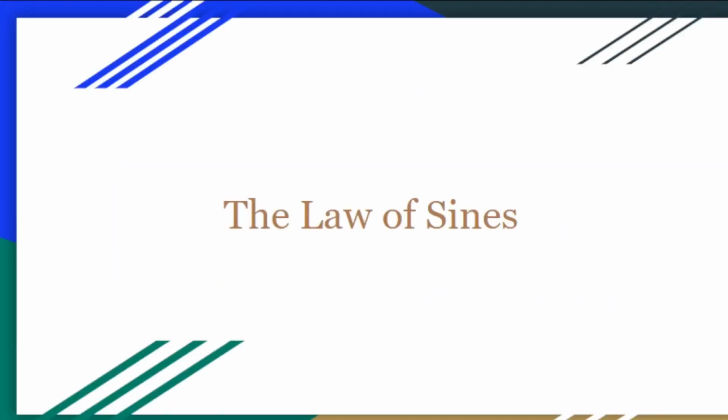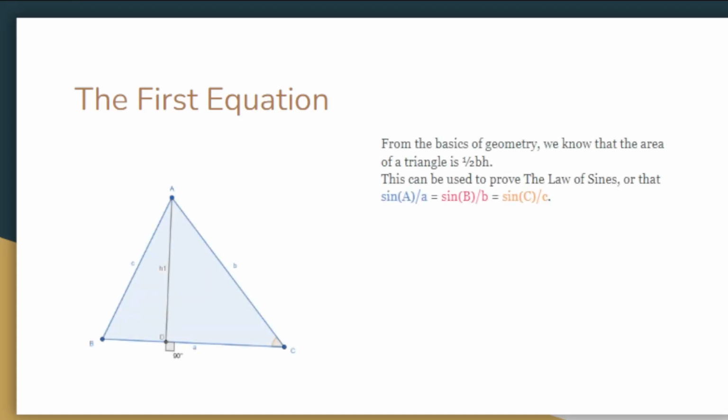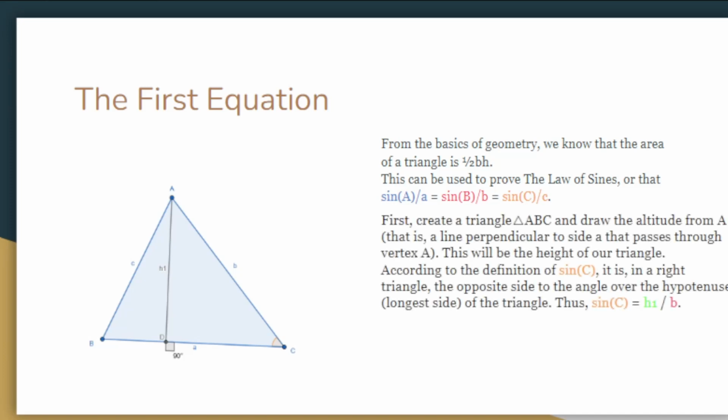Here's a quick proof of the law of sines. From basic geometry, we know that the area of a triangle is 1/2 times the base times the height. This can be used to prove the law of sines, or that the sine of angle A over side A is equal to the sine of angle B over side B, which is also equal to the sine of angle C over side C. First, let's create a triangle ABC and draw the altitude from A, that is a line perpendicular to the side that passes through vertex A. This will be the height of our triangle.